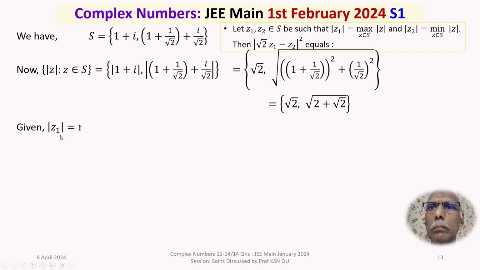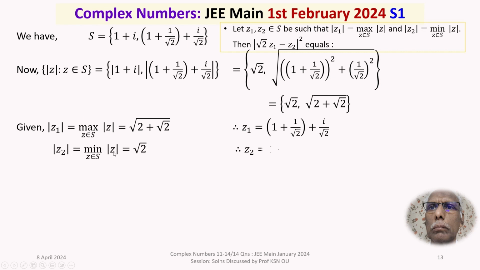So given z1 is the maximum of mod z. That is, the maximum of mod z is under the square root of 2 plus root 2. So what will be z1? z1 will be this one: 1 plus 1 by root 2 plus i by root 2. Mod z2 is the minimum of mod z, that is root 2. Root 2 means 1 plus i. So z2 is 1 plus i.